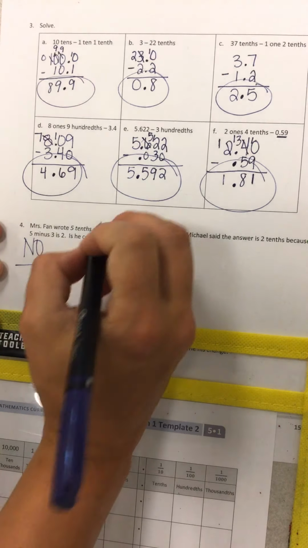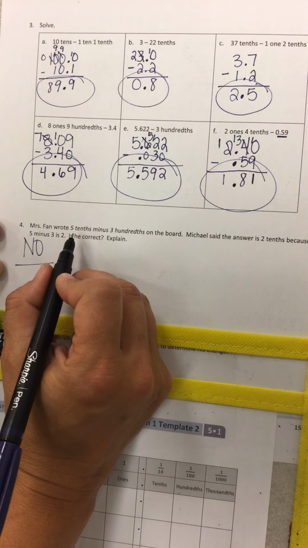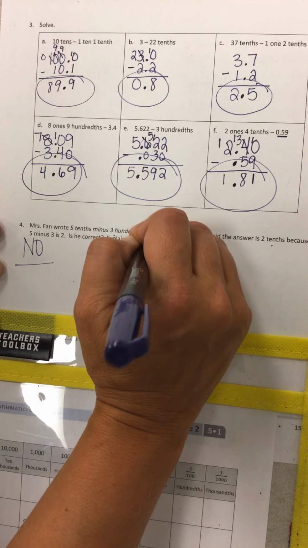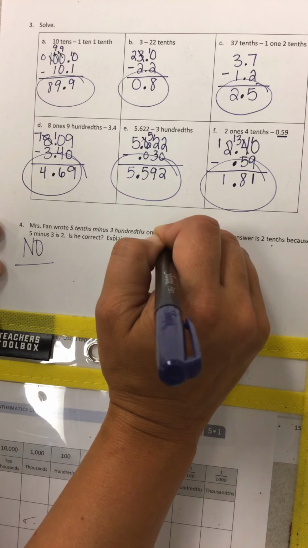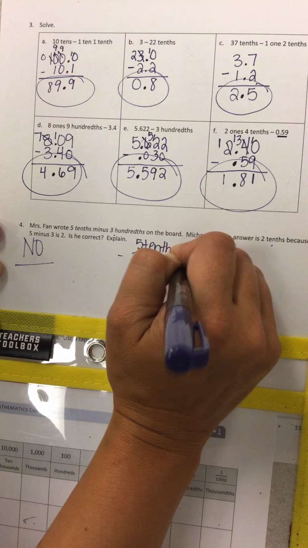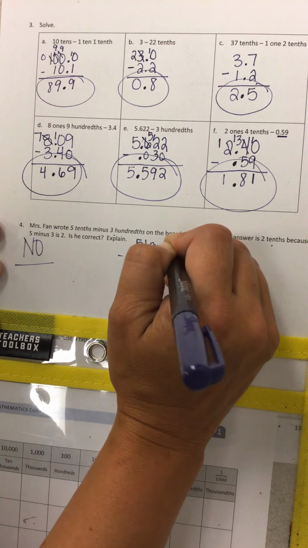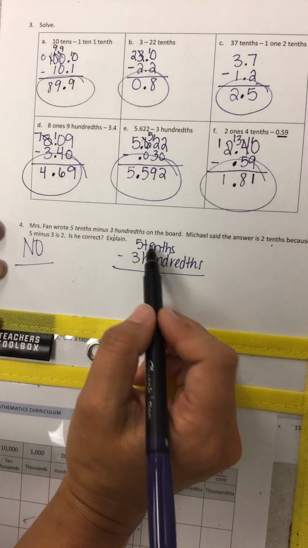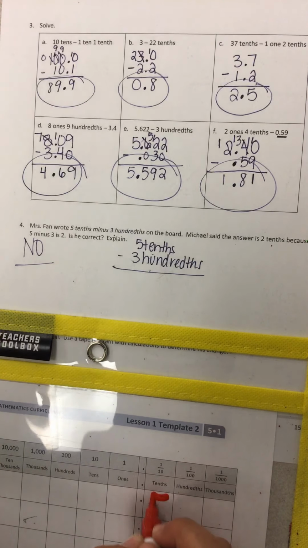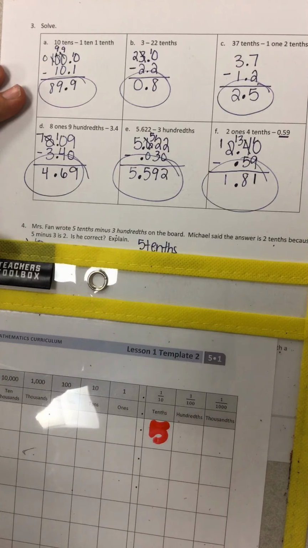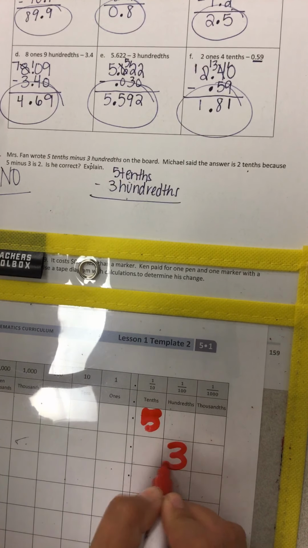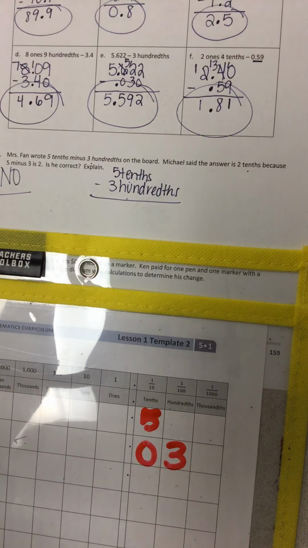Okay, because he basically was lining up this 5 tenths minus 3 hundredths, 5 minus 3, he wasn't noticing these are 2 different place values and we can't just subtract it. So if I have 5 tenths, let me pull up my place value so you can see it a little bit. There's my 5 tenths. And I'm going to subtract 3 hundredths. Take a look at that.